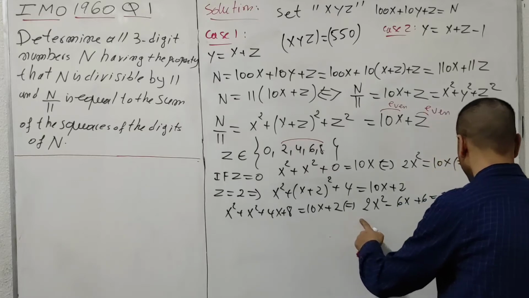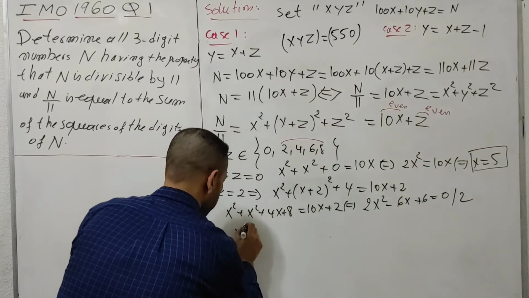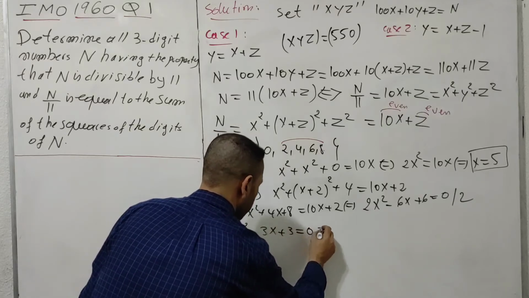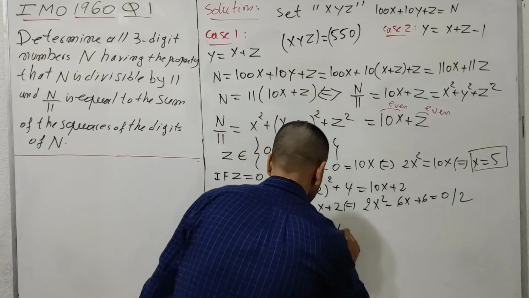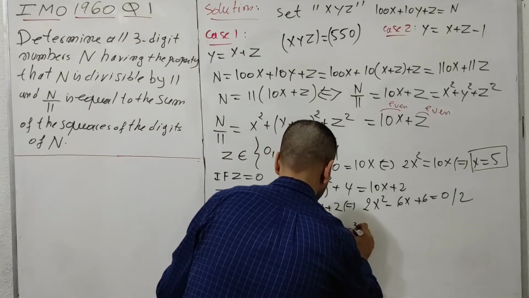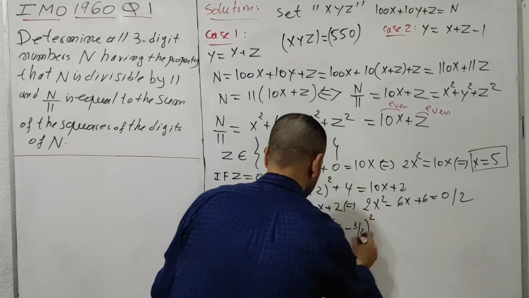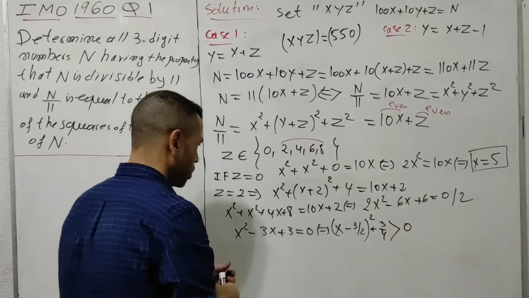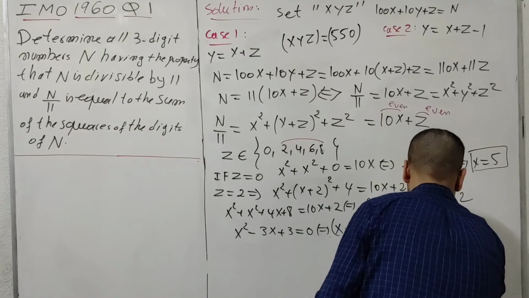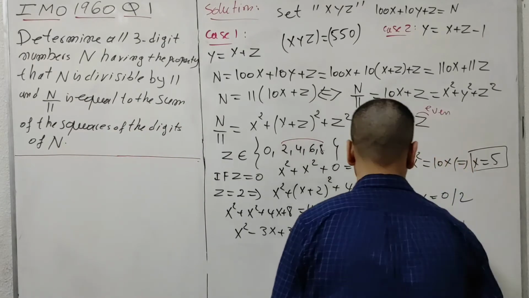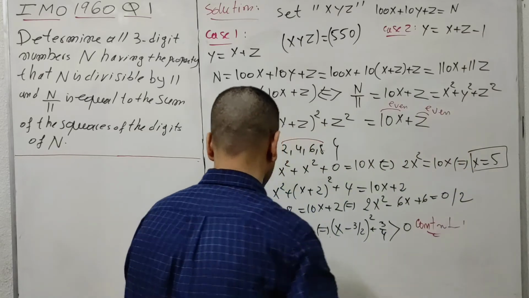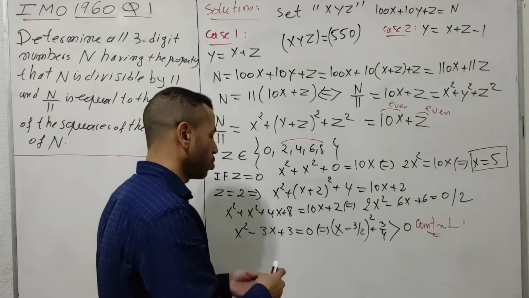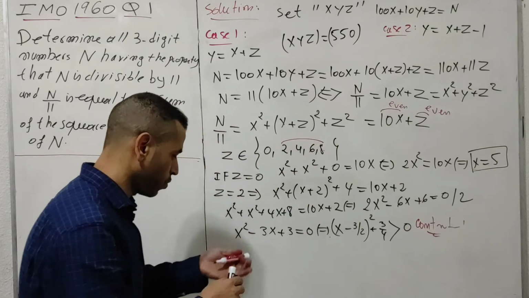Okay, I'm going to divide both sides by 2. I will get x squared minus 3x plus 3 equal to 0. Okay, equivalent. This one is giving us x minus 3 over 2 quantity squared plus 3 over 4. This one is greater than 0. This is a contradiction, because we have this one equal to 0, and this one is greater than 0. That means contradiction. That means there is no solution. There is no solution for z equal to 2.